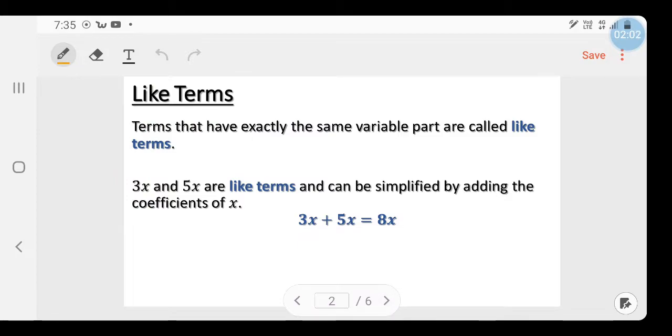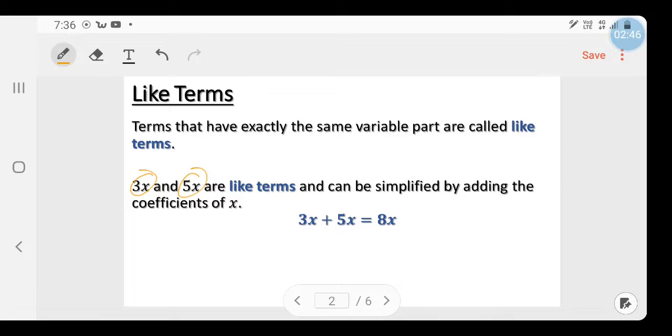So, what are like terms? Terms that have exactly the same variable part are called like terms. If a term and another term have different numbers, different coefficients, remember the number in front is called a coefficient, but the part that has variables in it is the same, then those two terms are called like terms. So for example, 3x and 5x are like terms. The number part is different, but the variable part is the same.